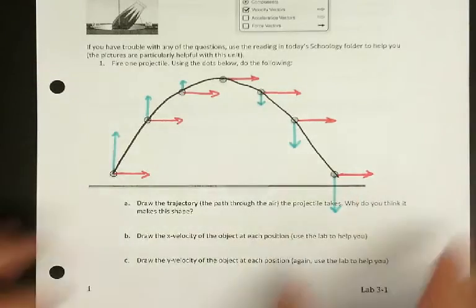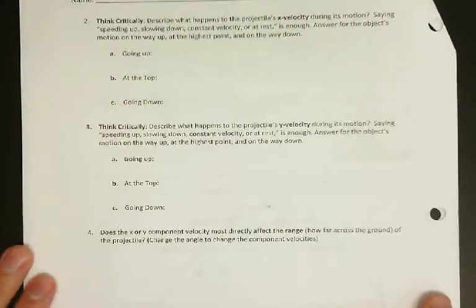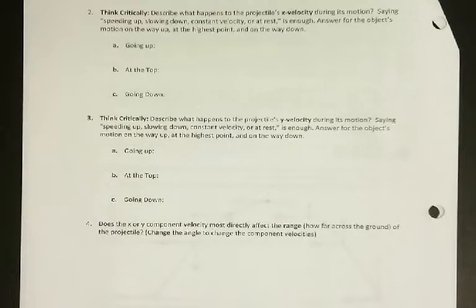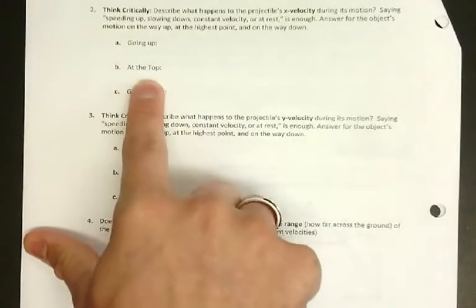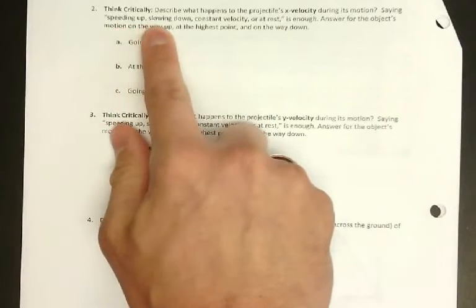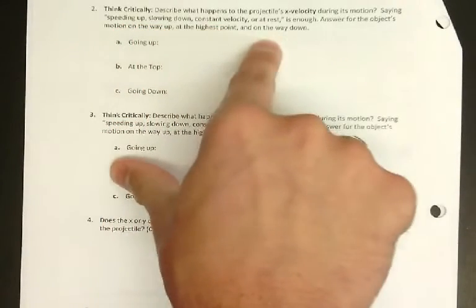All right, excellent. Flip her over to the back side of that page. You guys are on your own here. Going to do 2, 3, 4, and 5. So, I want to know for 2, what is happening to the x velocity as it goes up, at the highest point, and as it goes down. Is the x velocity speeding up, slowing down, constant, or at rest?